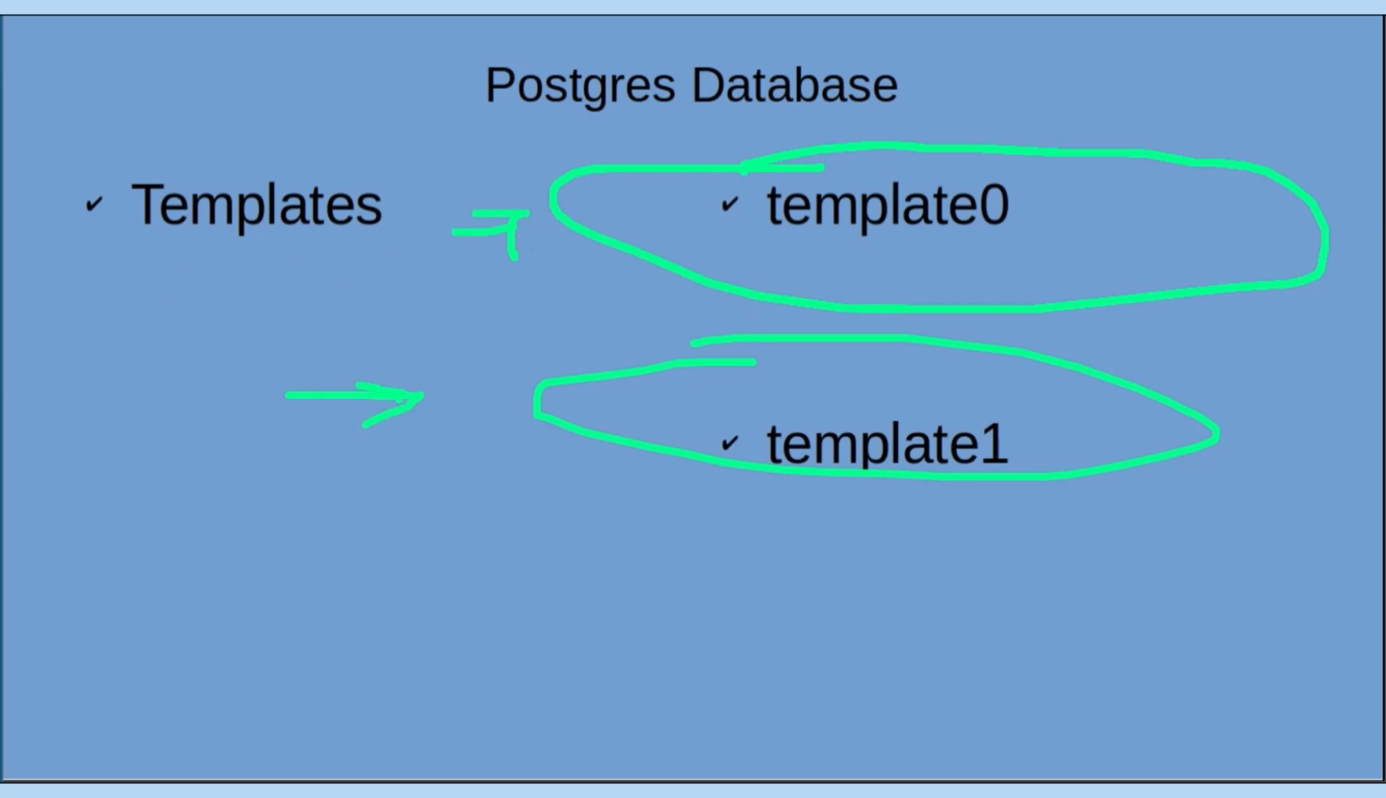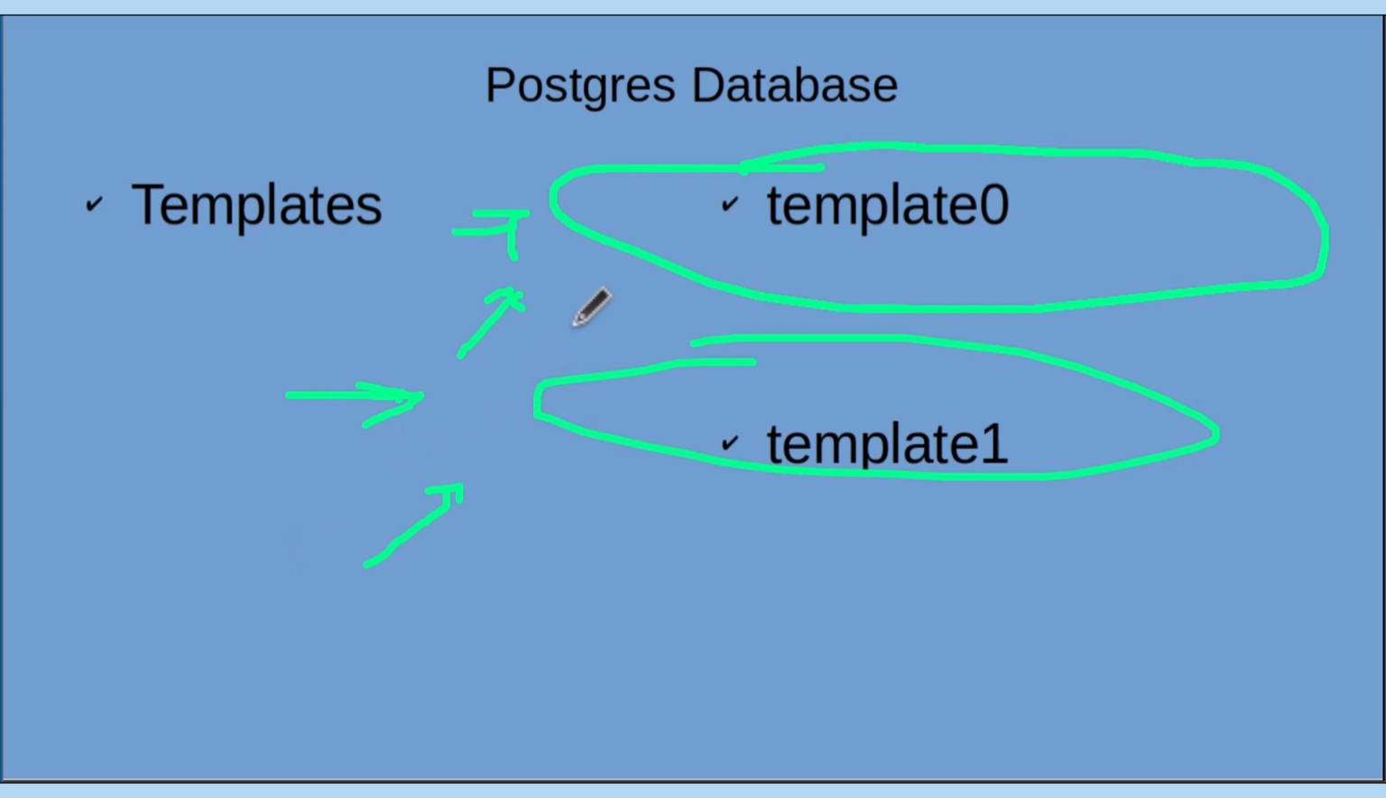Template 1 allows users to make modifications, additions, or deletions to the template. It means you can adjust it, modify it, customize it to your own needs, be it objects, configurations, or extensions. Bottom line, these two database templates serve the purpose of allowing you to either have a clean start or a customized start.